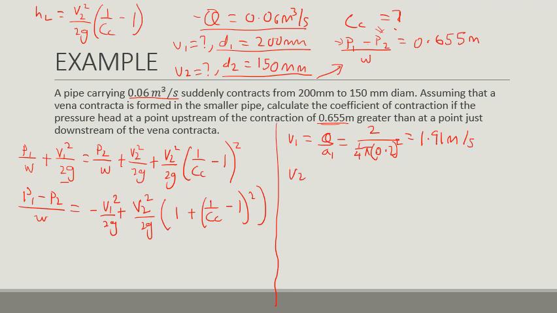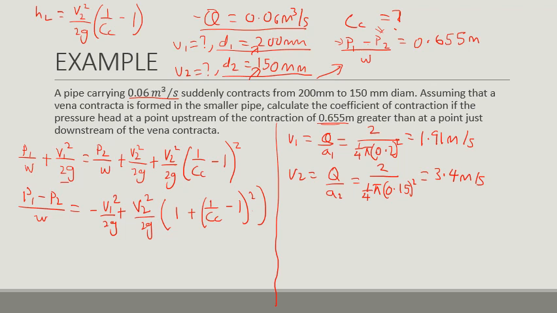And then we have V2 is equal to Q over A2, which will now be equal to 0.06 over 1 over 4 pi into bracket 0.15 square, which will be equal to 3.4 meter per second. You may be wondering, how did we get 0.2 and 0.15? Very simple. We are working in meters, so we converted 200 millimeter and 150 millimeter to meters, dividing by 1000. That's how we got that.